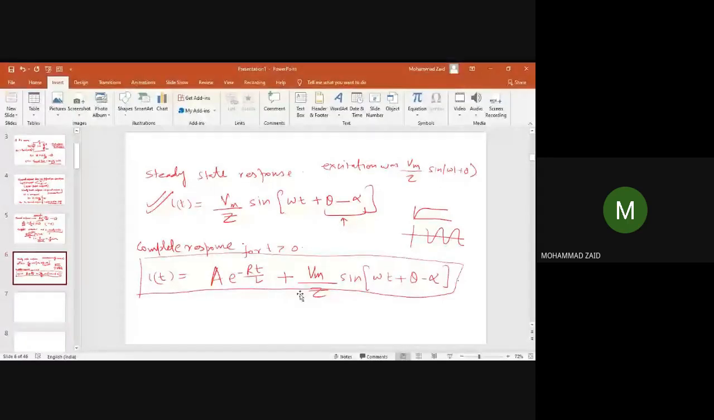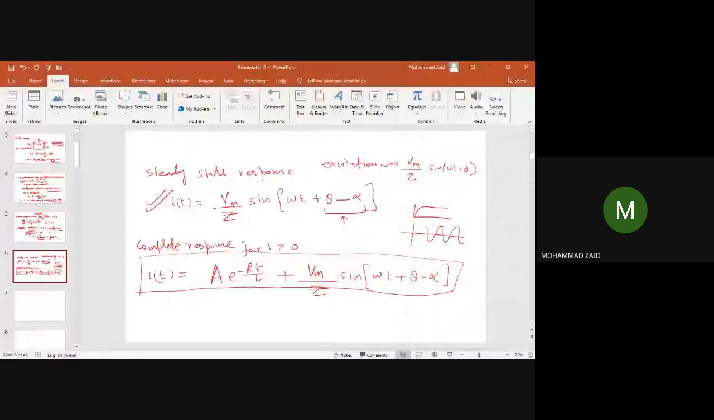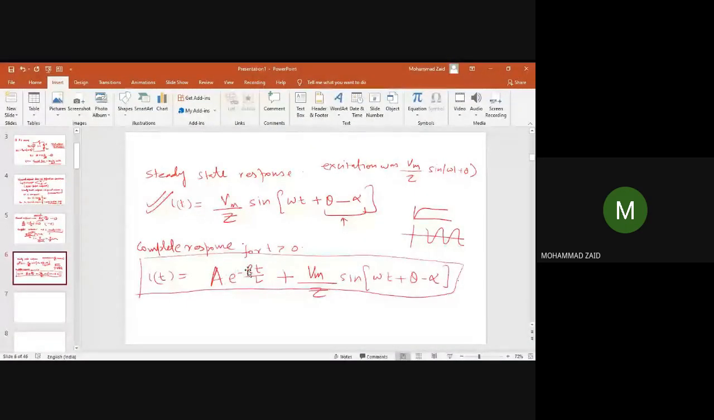Now, how to determine this value of A? Yes, the transient response is for very little time. As you can see, at t equal to infinity, the transient response goes to 0. That's why it is for very little time.